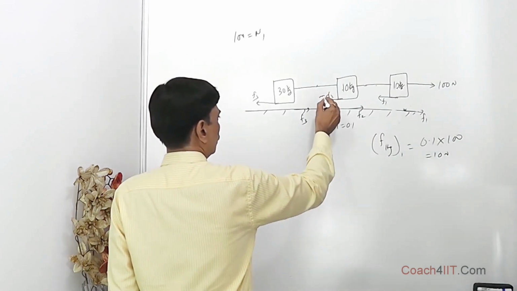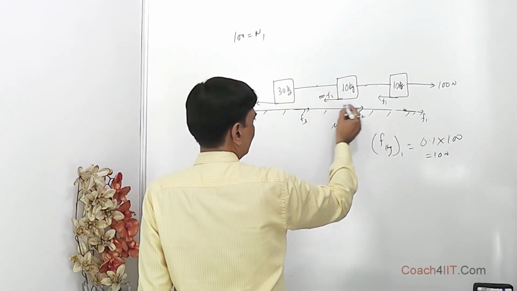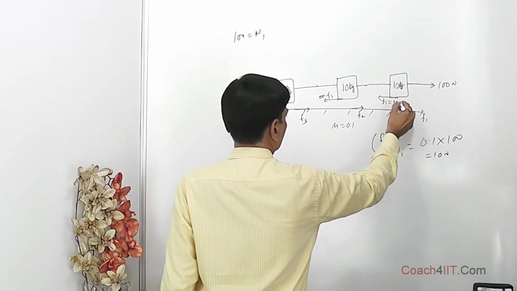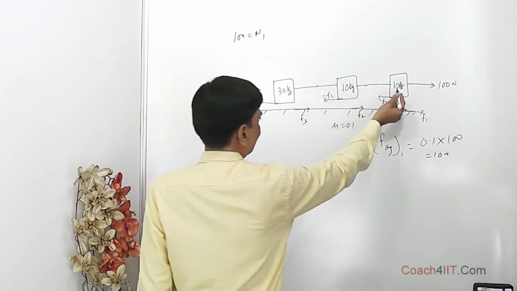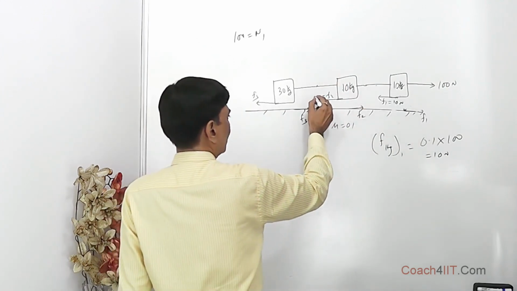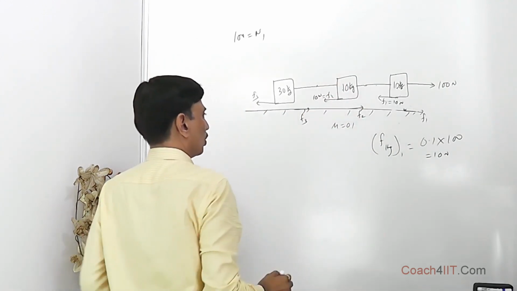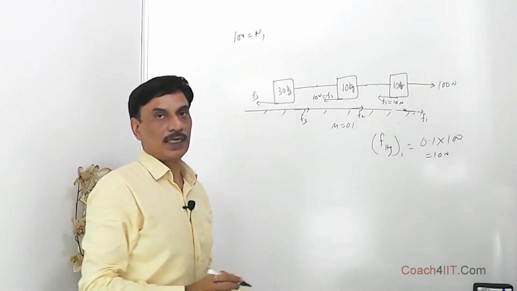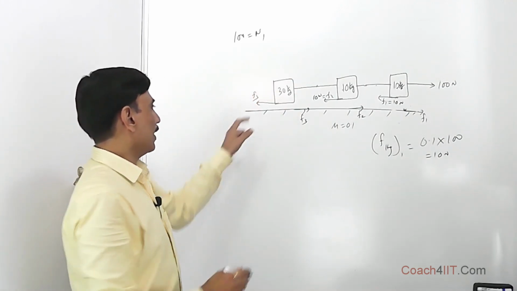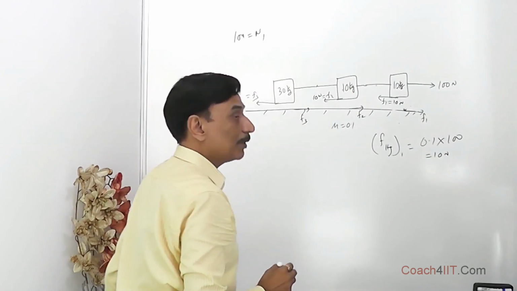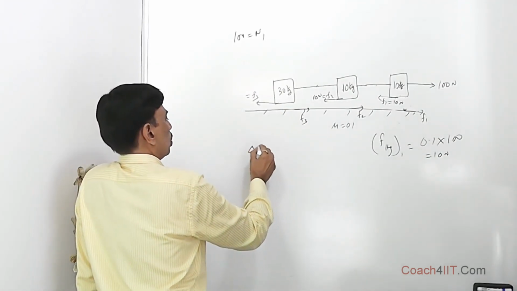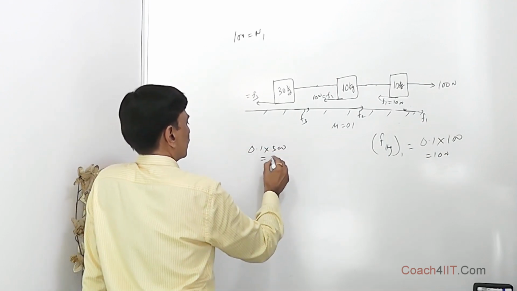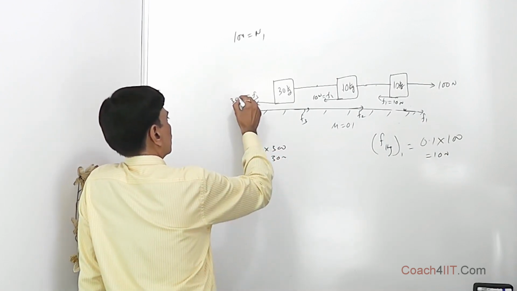Similarly, this F2 is mu into N, and this comes out to be 10 Newton. The value of F2 is mu into N, mu is 0.1, the mass is the same once again, so the weight is the same, so that will also come out to be 10 Newton. Over here the normal reaction will be 300 Newton, so F3, the limiting value of friction force, is mu into N, that is 0.1 into 300, which is 30 Newton. So this is 30 Newton.